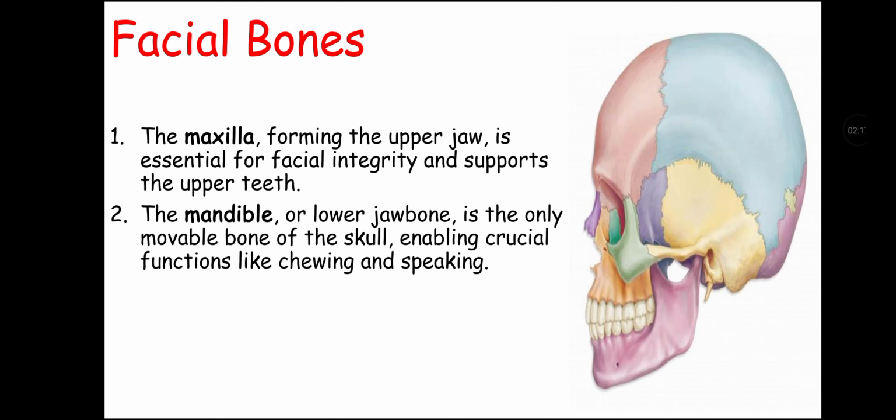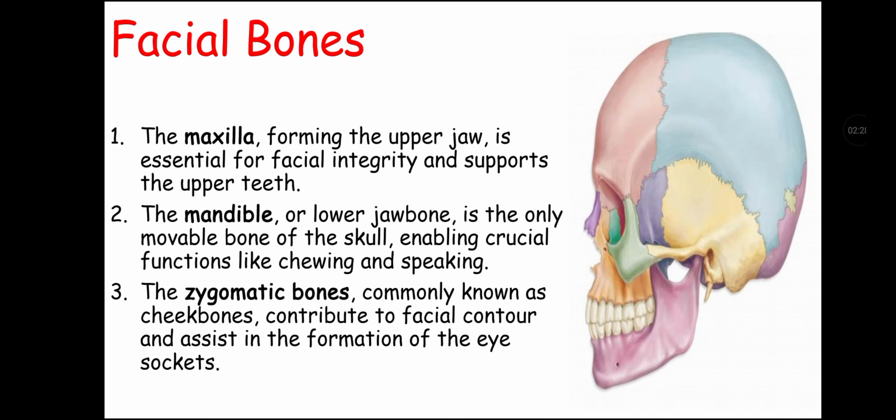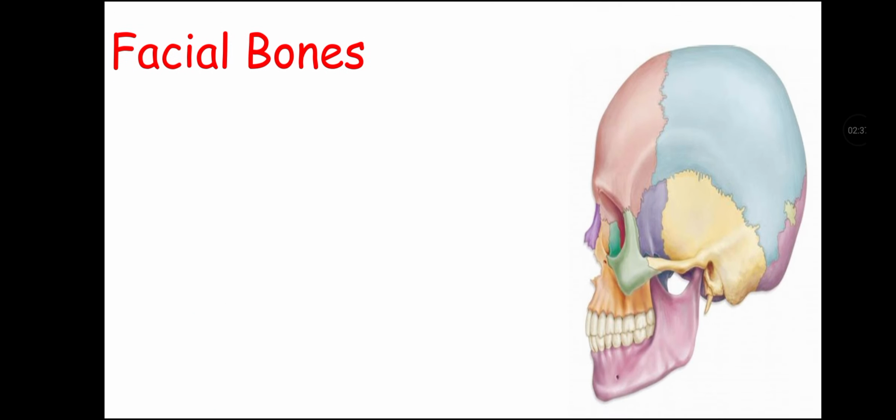Next in the facial bones we have the mandible, that is the lower jaw bone, and it is the only movable bone of the skull, enabling crucial functions like chewing and speaking. Next we have the zygomatic bone, that is commonly known as the cheekbone. It contributes to the facial contour and assists in the formation of the eye socket.